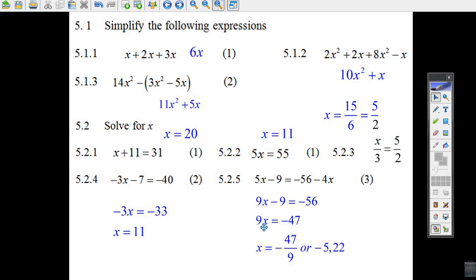Now, look, the 9x is by itself. How would you get rid of minus 9? You'd add 9. Minus 56 plus 9 is minus 47. So that means x equals minus 47 over 9, or minus 5.22. You could make it into a decimal, but that's your answer. It's not a very nice answer, but that's your answer.